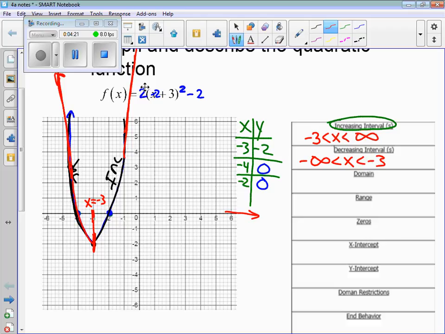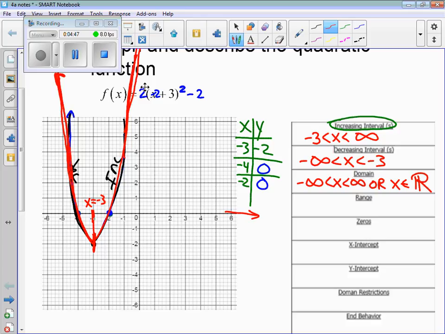Domain. Domain is the x values. So when we come in from negative infinity on the x values, it's going to continue on to positive infinity. It's going to cross over into positive x values, and go to positive infinity. So you can write this, negative infinity is less than x is less than infinity, or you could write x is all real numbers.